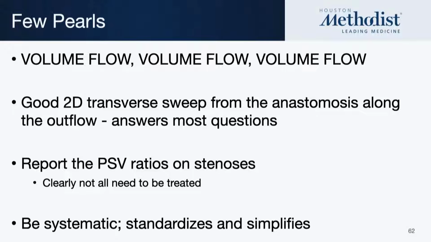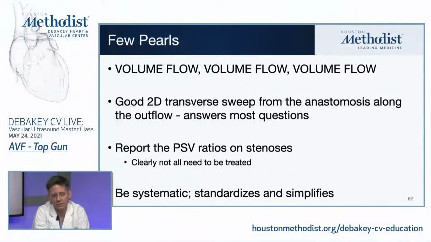So volume flow, right? Going about the volume flow is crucial. This thing doesn't have to be perfect. It can be like my 10-year-old Jeep. As long as it gets us down the road, we're all good, right? But what's the flow in this thing, and is it getting adequate dialysis? A good 2D transverse sweep from the anastomosis along the outflow, I just can't tell you how important that is because it answers almost all questions.